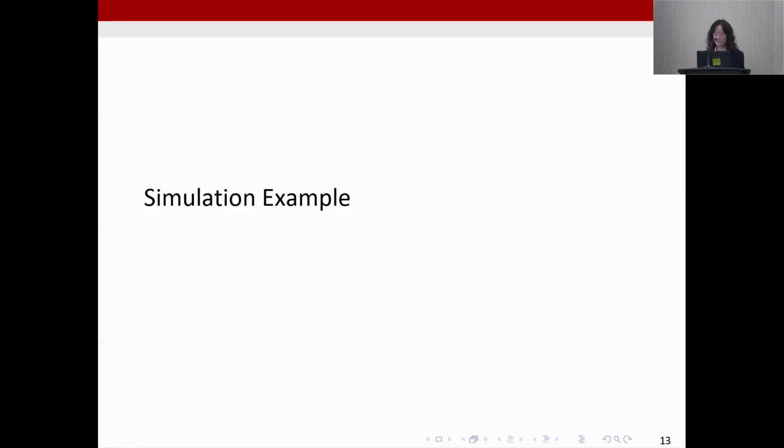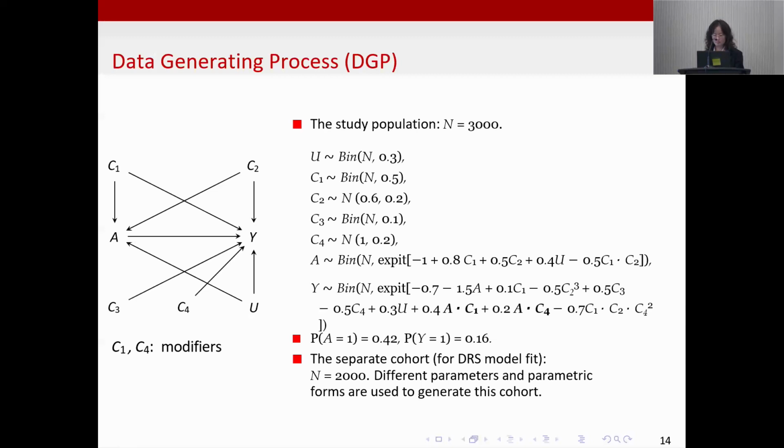Now let's look at a simple simulation. We will use the separate cohort method for DRS. So in the true DAG, C1 and C2 are the true confounders. C3 and C4 are just causing the outcome. So the study population is generated like this. We can see that the true outcome model has the quadratic term and also the three-way product term for C1, C2, and also C4. And C1 and C2 are the two M's here.